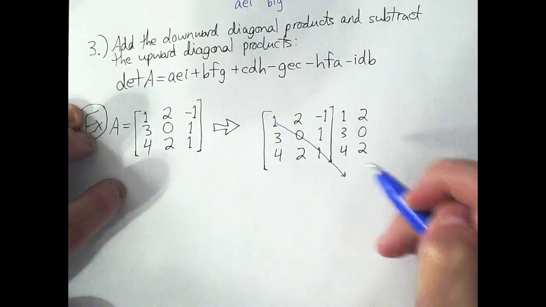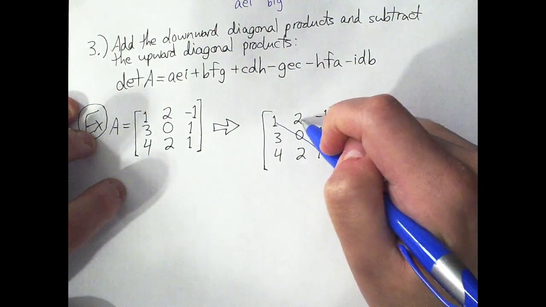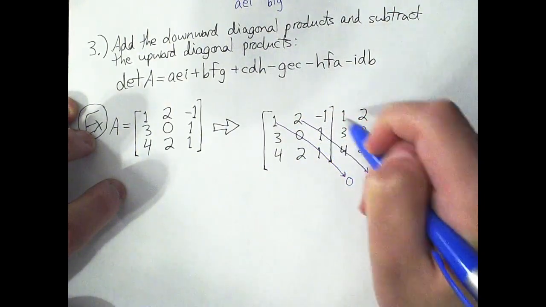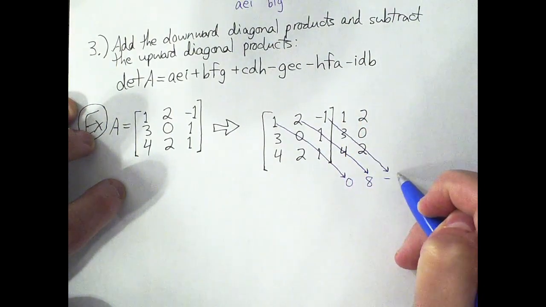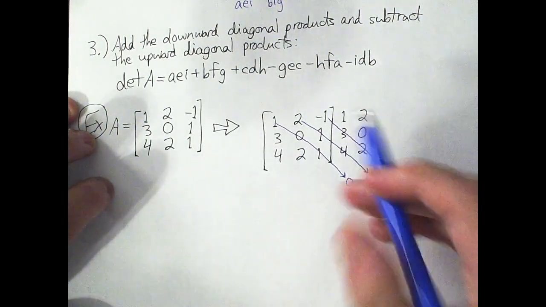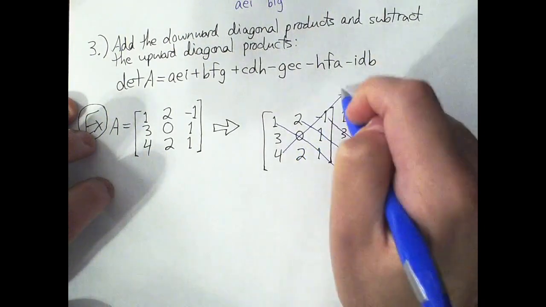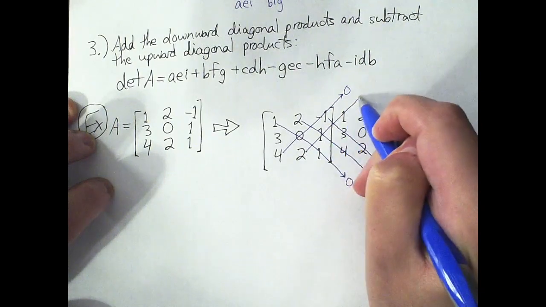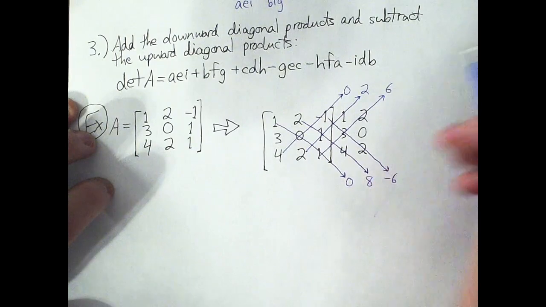Multiply these out. What's 1 times 0 times 1? 0. Multiply these out. What's 2 times 1 times 4? 8. Multiply these. Negative 1 times 3 times 2, negative 6. Let's go the other way. 4 times 0 times negative 1. There's a 0 in there, so the product is 0. 2 times 1 times 1 is 2. 1 times 3 times 2 is 6. So we get those pretty quickly.